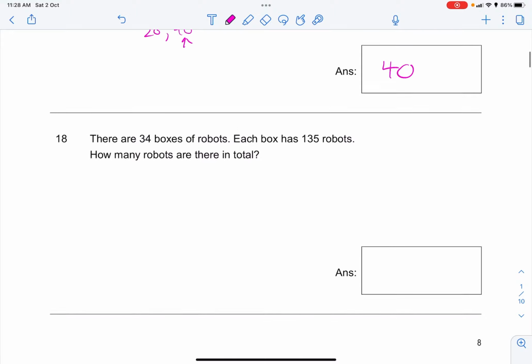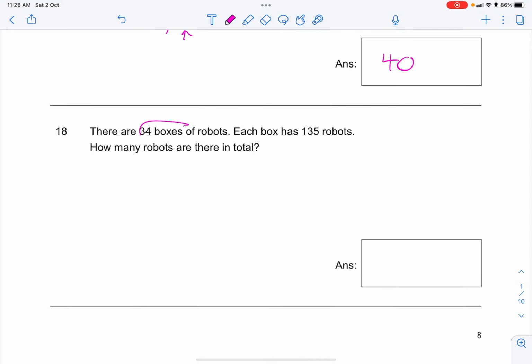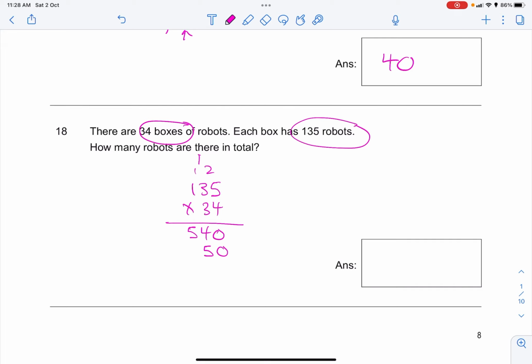Question 18. 34 boxes of robots. One box has 135 robots. So to find the total number of robots, 135 times 34. So 5 times 4 is 20, 12, 14, 540. Put a 0. 5 times 3 is 15. 3 times 3, 9, plus 1, 10. 1 times 3, 3, plus 1, 4. So 0, 9. 4,590 robots.